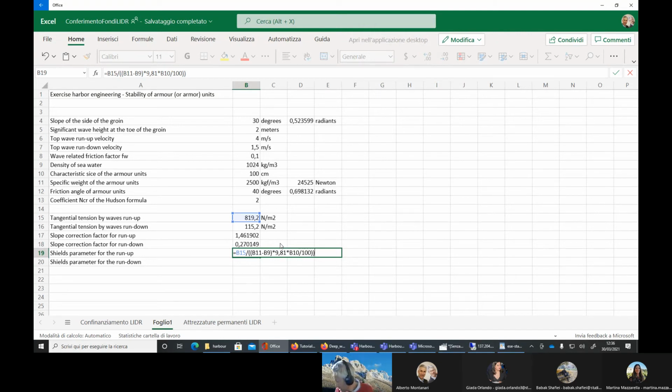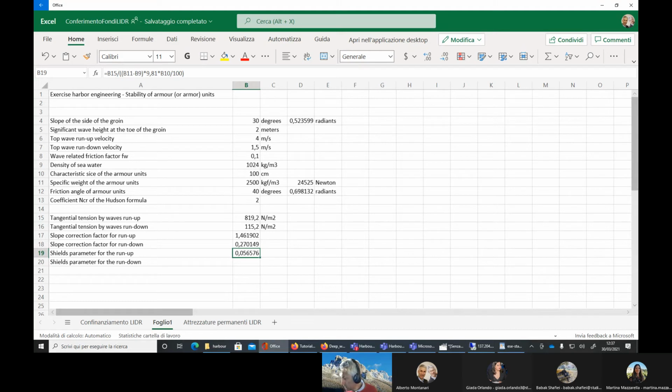But let me see what is the result. No, there is a mistake. I think there is something. Yeah, the parentheses, F2. Okay, and this is the shields parameter for the run up.